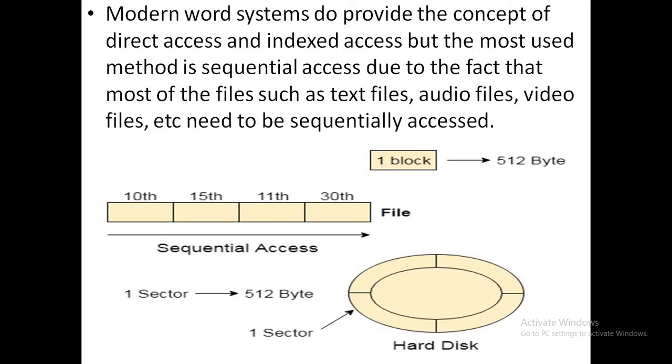Okay. 10th, 15th, 11th, 30th. It first goes to the 10th file, then it goes to the second file, that is 15th, then it goes to the 11th file, then it goes to the 30th file. This is called the sequential access. But it does not go directly to the 15th or directly to the 11th or directly to the 30th or directly to the 10th. It will move from the start to the end one by one.